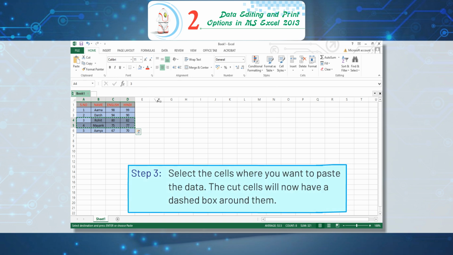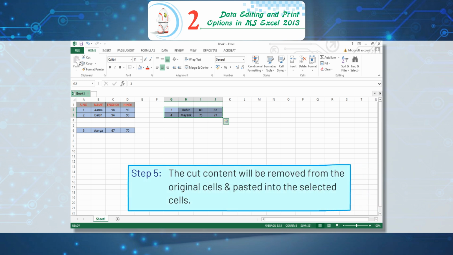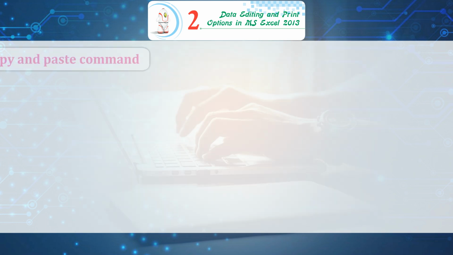Select the cells where you want to paste the data. The cut cells will now have a dashed box around them. Click on the Paste command under the Home tab or press Ctrl+V from your keyboard. The cut content will be removed from the original cells and pasted into the selected cells.